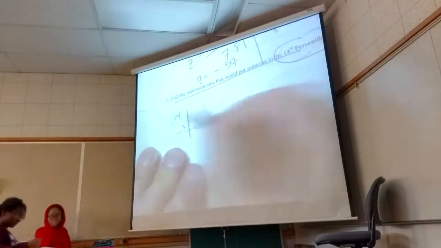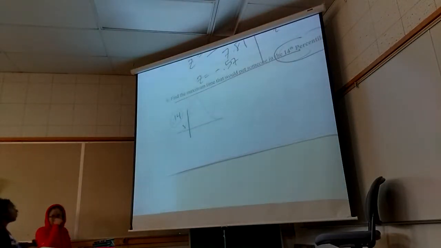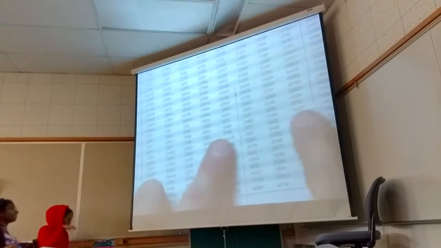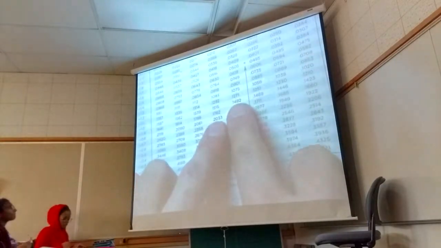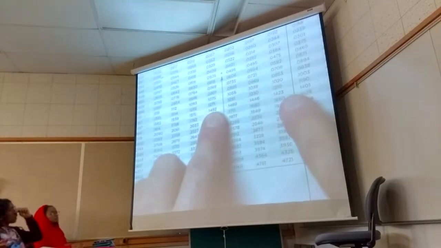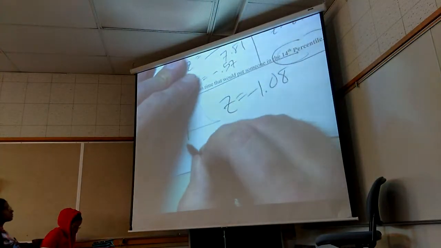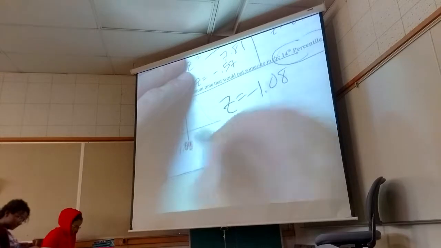So what do you get when you look up 0.14? What z-score do you get? As close as I can get to 0.14 is 0.1401. That's really close. So z is negative 1.08.